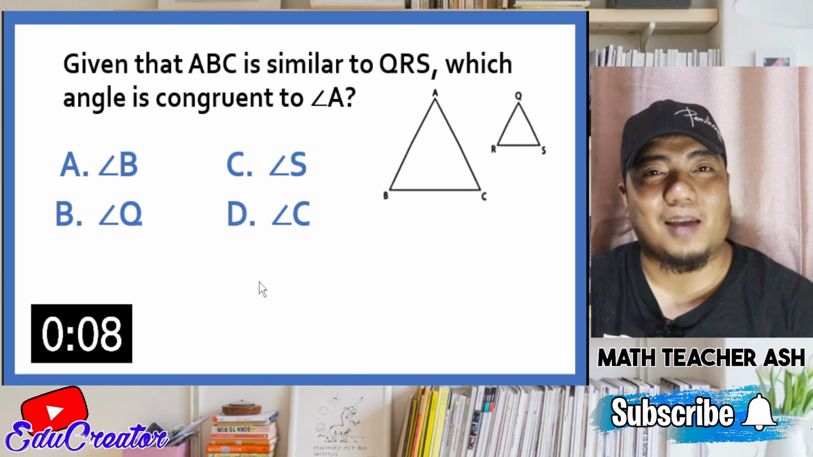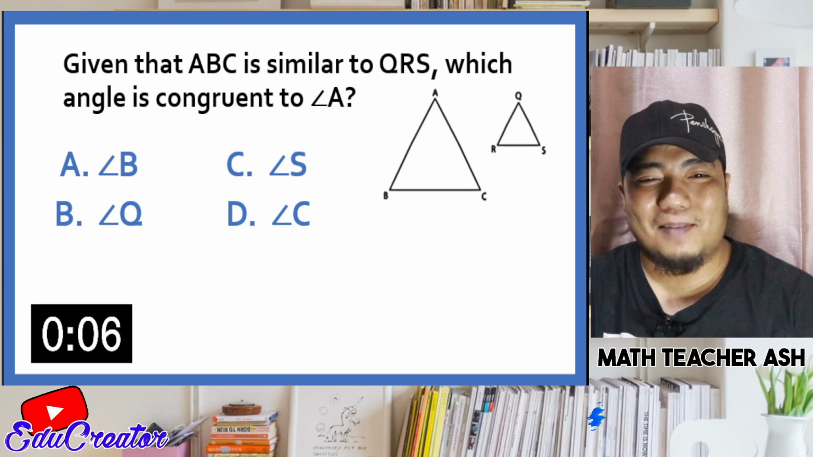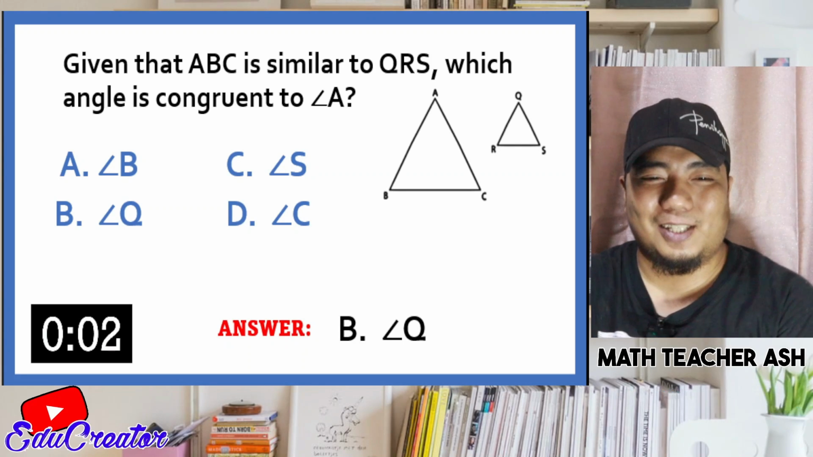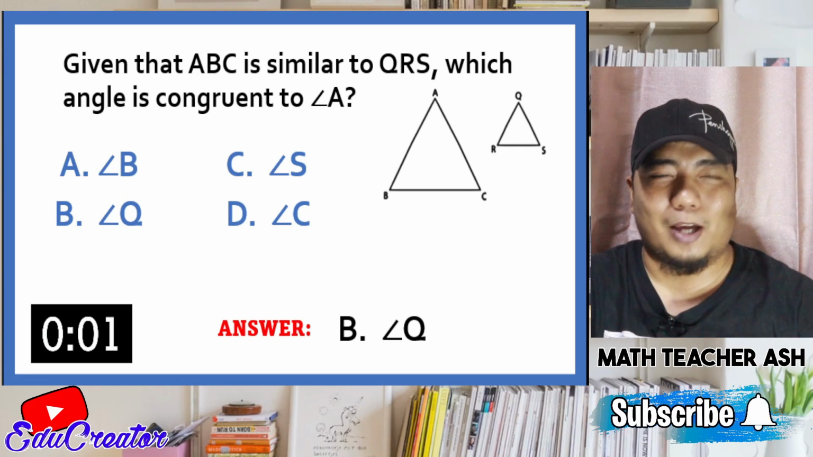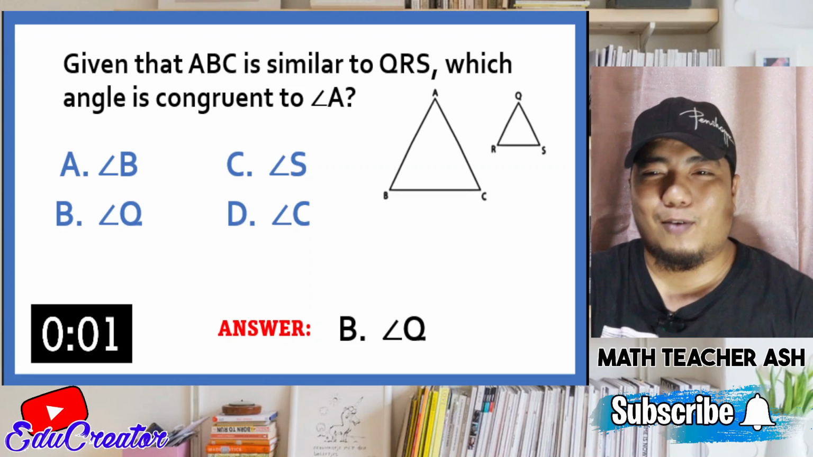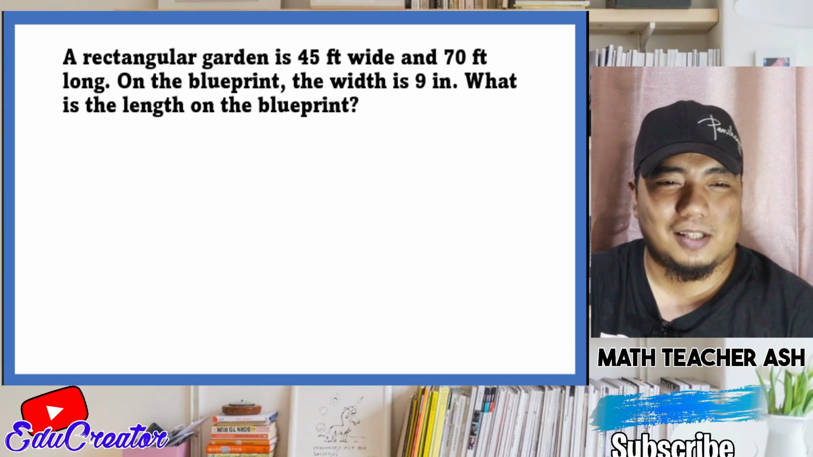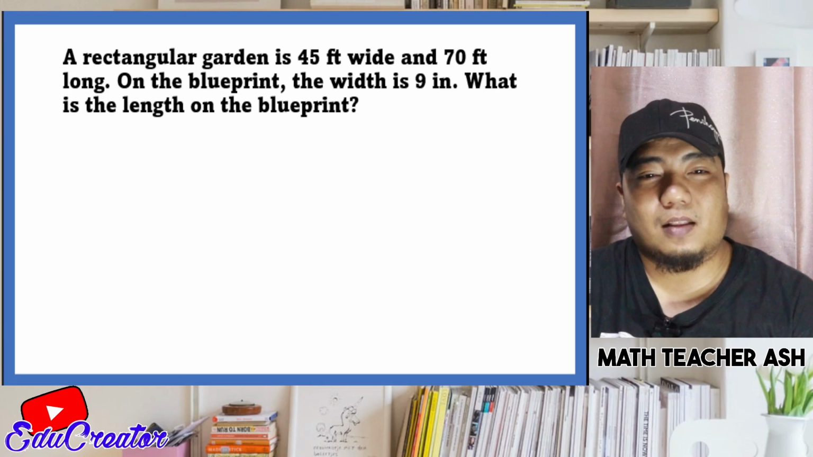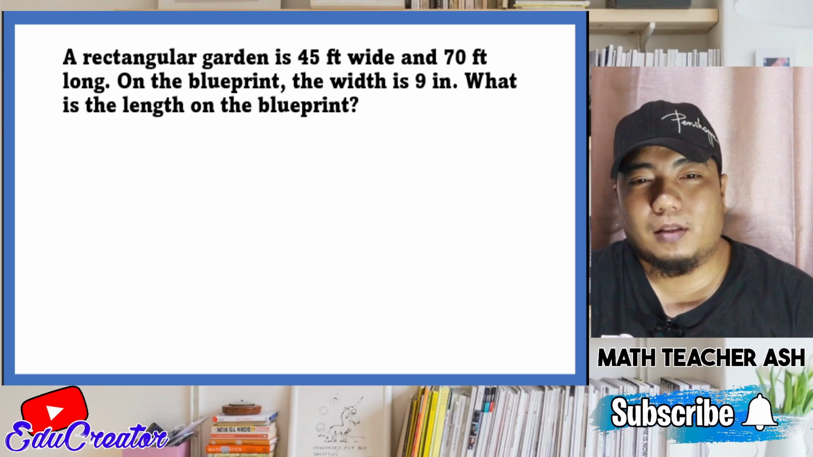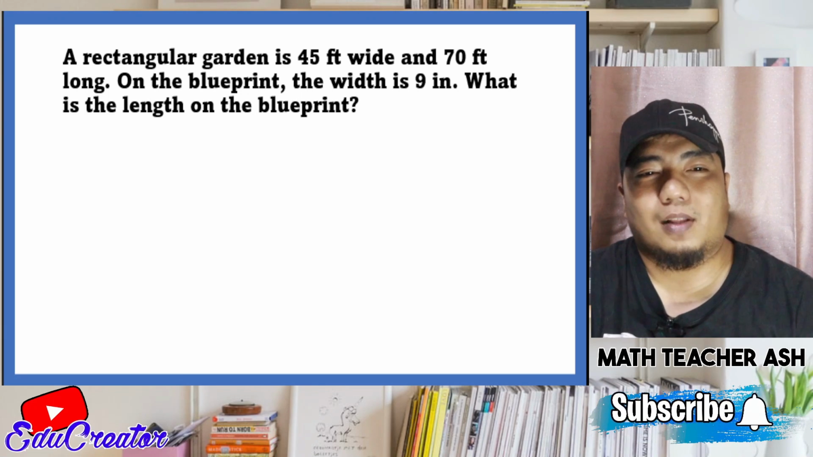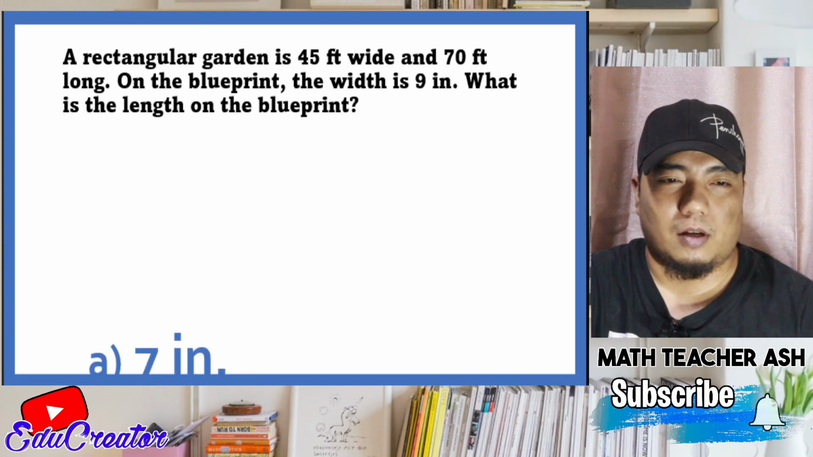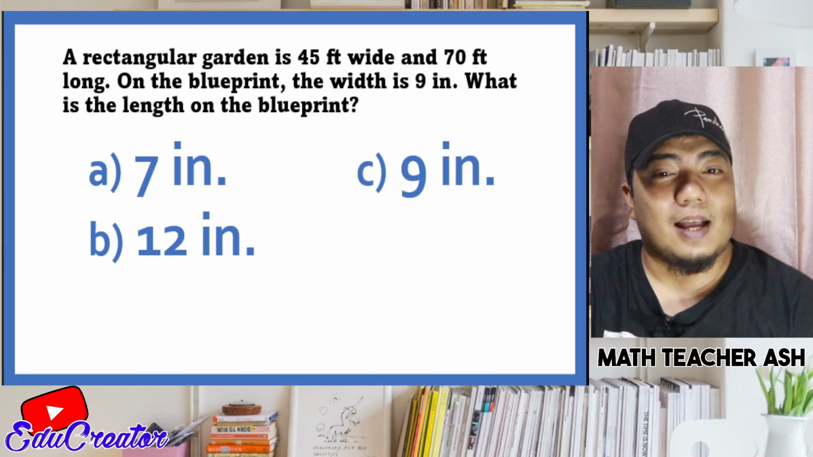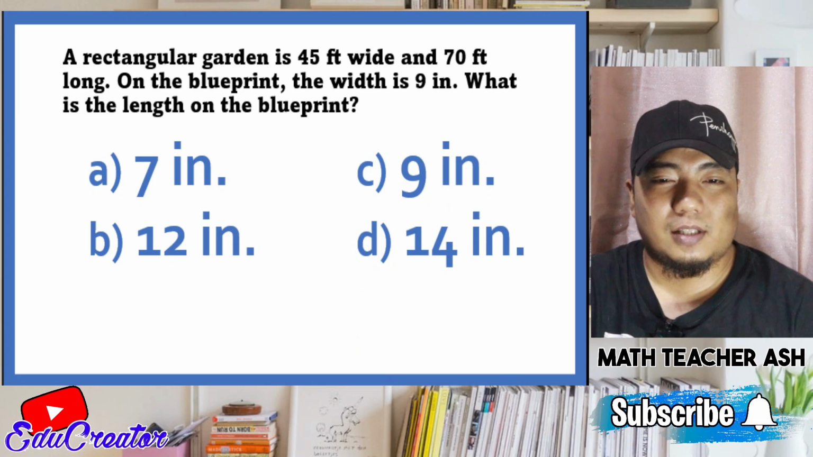Okay, I forgot again my time limit. Let's just check. All right, we are correct, my dear math learners. So the answer is angle Q. I hope you are enjoying our review for this session. Next, we will continue. A rectangular garden is 45 feet wide and 70 feet long. On the blueprint, the width is 9 inches. What is the length on the blueprint? Is it A, 7 inches, B, 12 inches, C, 9 inches, or D, 14 inches?